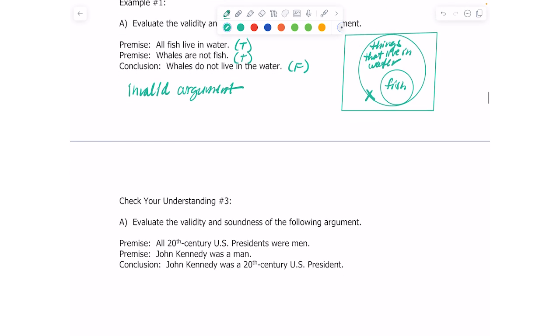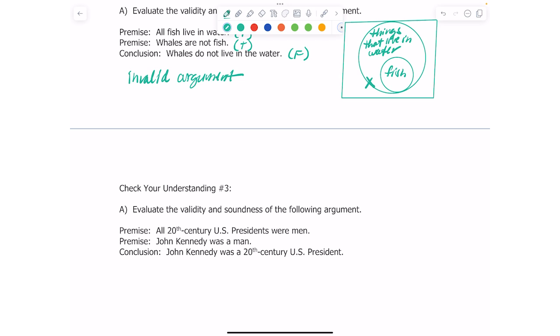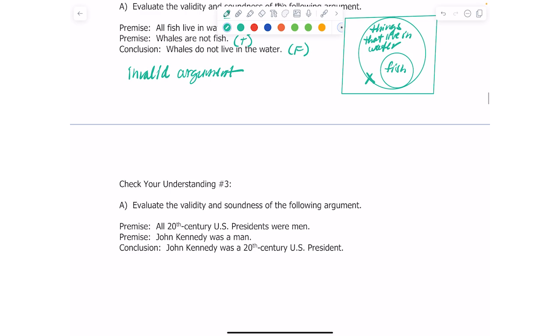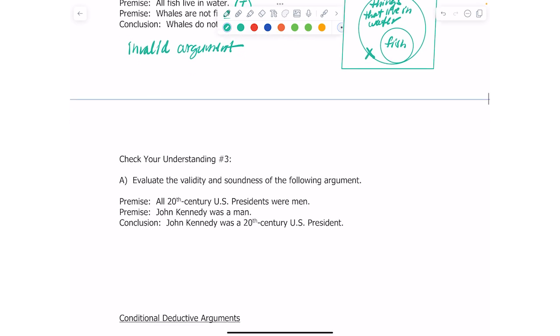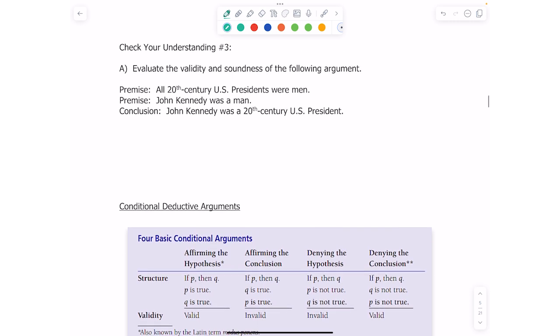Let's look at another one. And we know that if it's invalid, it can't be sound, right? Because a sound argument has to be a valid argument, and then the premises have to be true. So it's not even valid, so it can't be sound. Okay, you can try the next one on your own. If you don't feel comfortable yet, you can keep the video rolling, and we can do this one together.